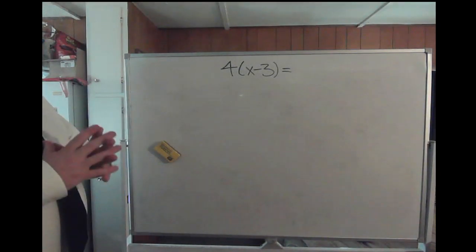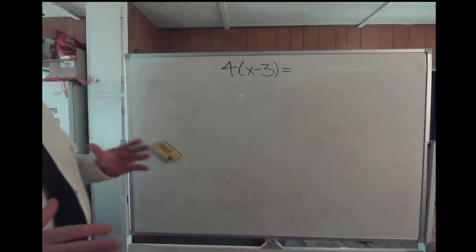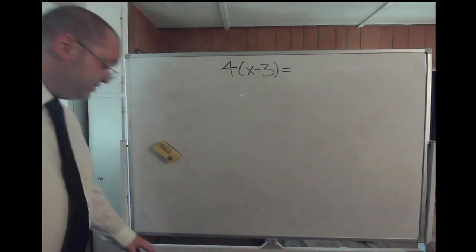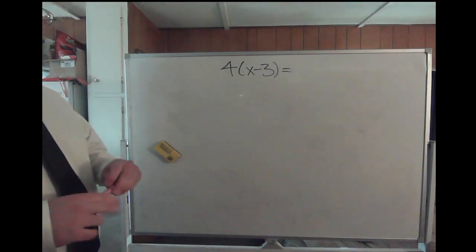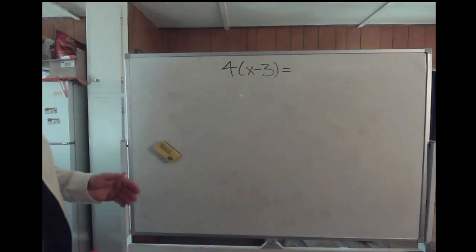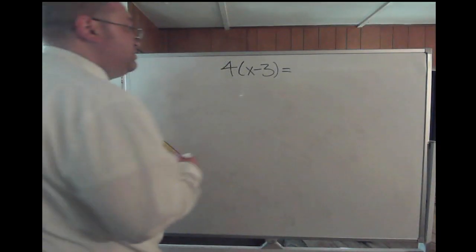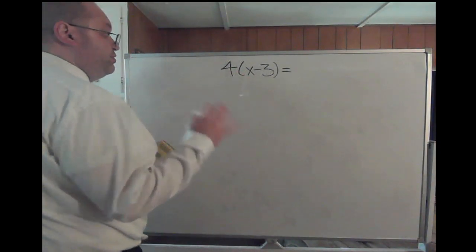So today we're going to discuss multiplying polynomials by monomials. And largely you're going to see it's just the distributive property, only with variables. So let's review the distributive property real quick.